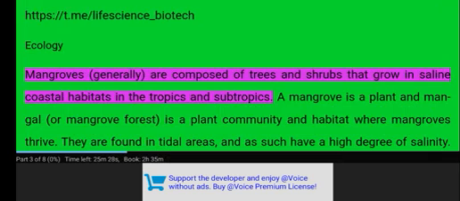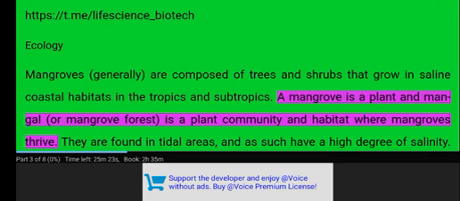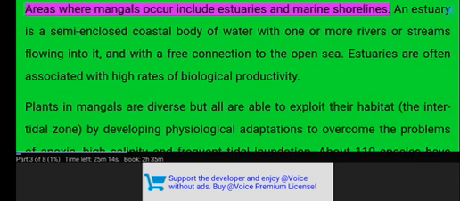Ecology. Mangroves generally are composed of trees and shrubs that grow in saline coastal habitats in the tropics and subtropics. A mangrove is a plant, and a mangal or mangrove forest is a plant community and habitat where mangroves thrive. They are found in tidal areas, and as such have a high degree of salinity. Areas where mangals occur include estuaries and marine shorelines.